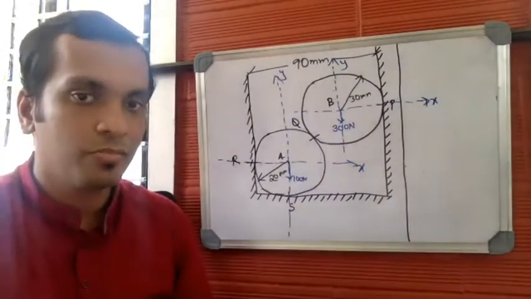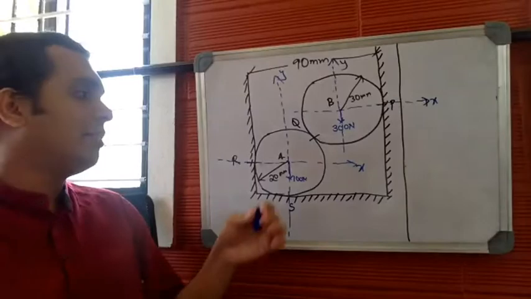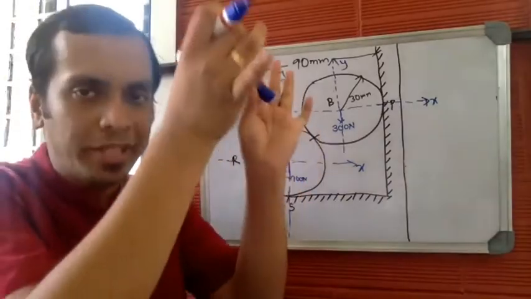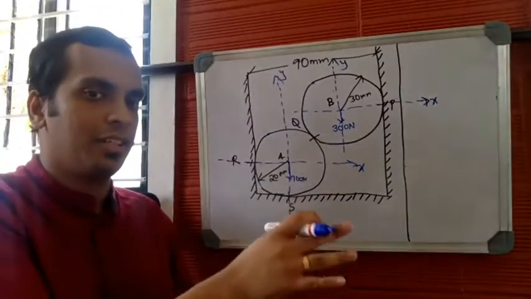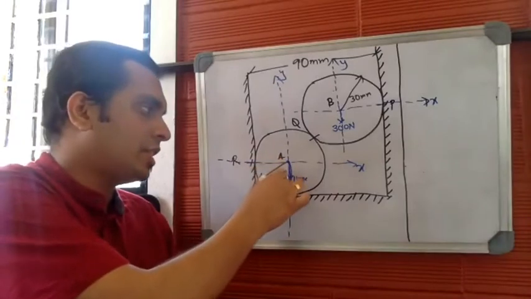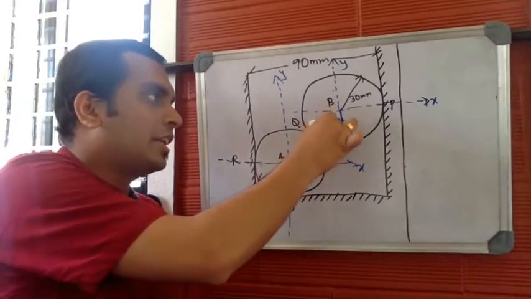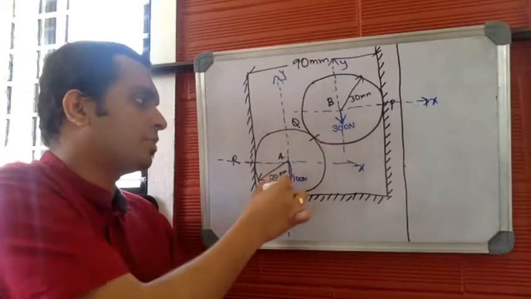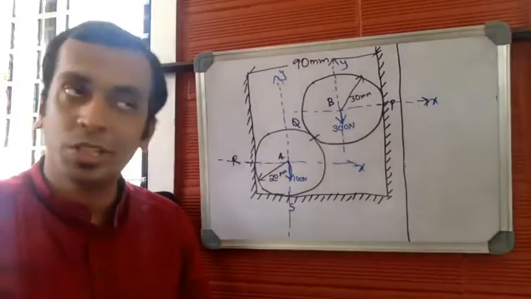Step number two is to mark the self weight. Self weight is already given. Self weight will always act vertically downwards. So it's already marked here, 300 newtons and 100 newtons. So step number two is also done.